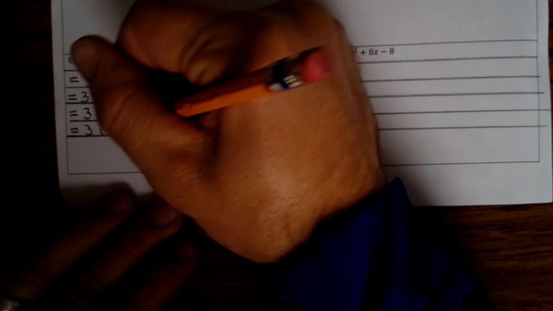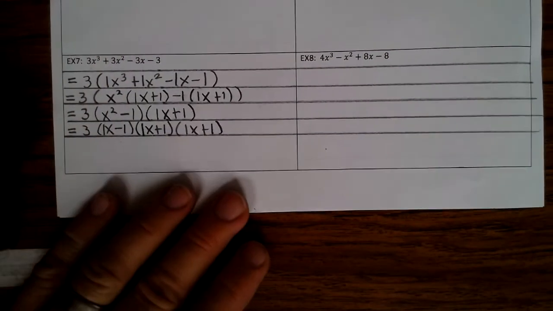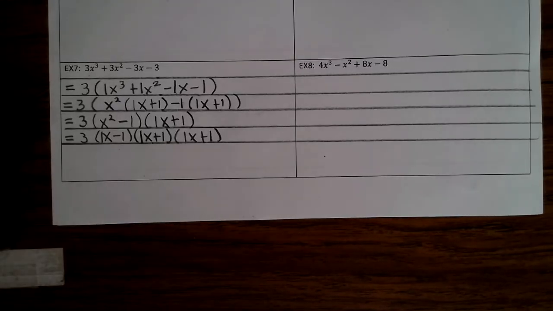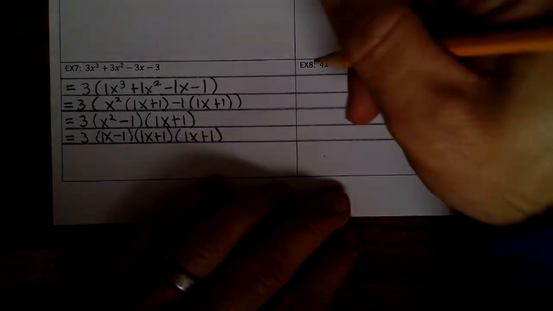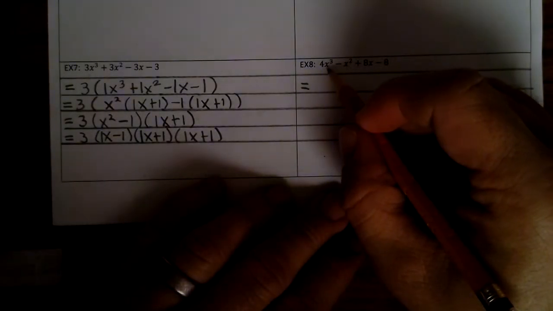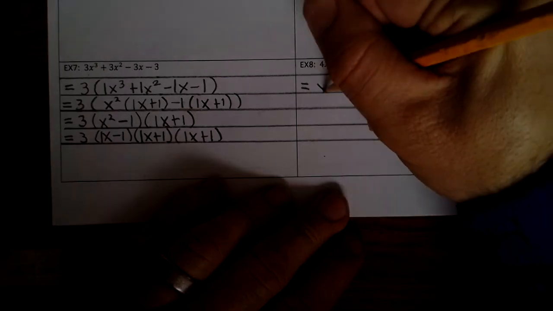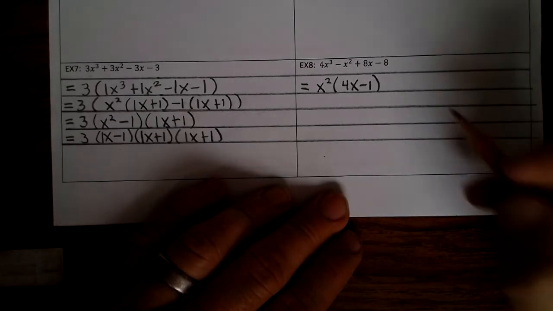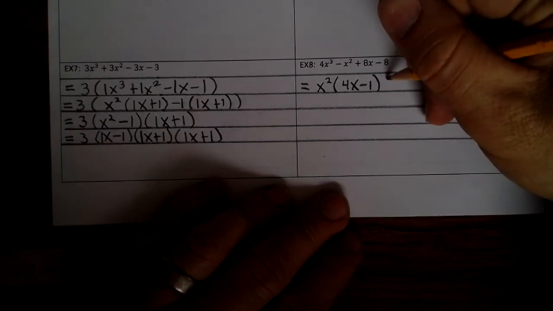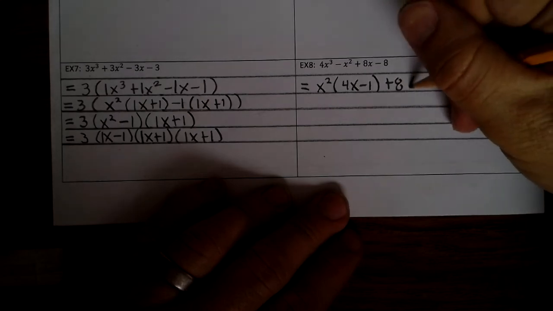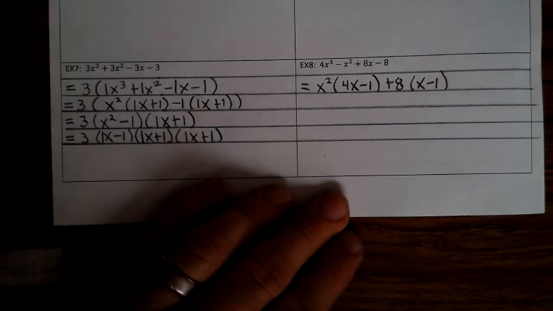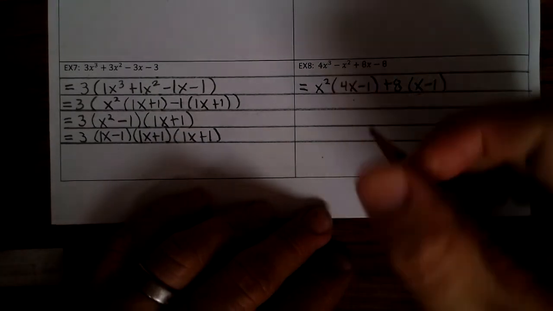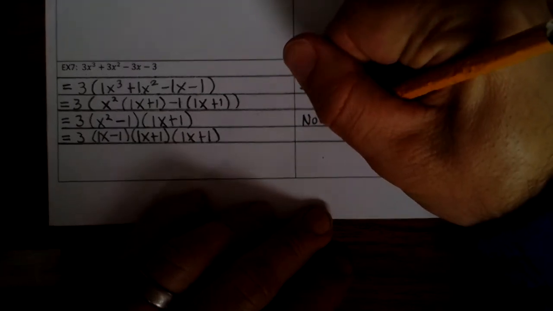All right, let's take a look at example 8. It looks like we can factor out an x squared from the first two terms, which leaves 4x minus 1. And it looks like we can factor out an 8, which leaves x minus 1. Now you'll notice in all the previous problems that these have been the same and they're factorable. But when these are not the same, we stop and say it's not factorable by grouping.